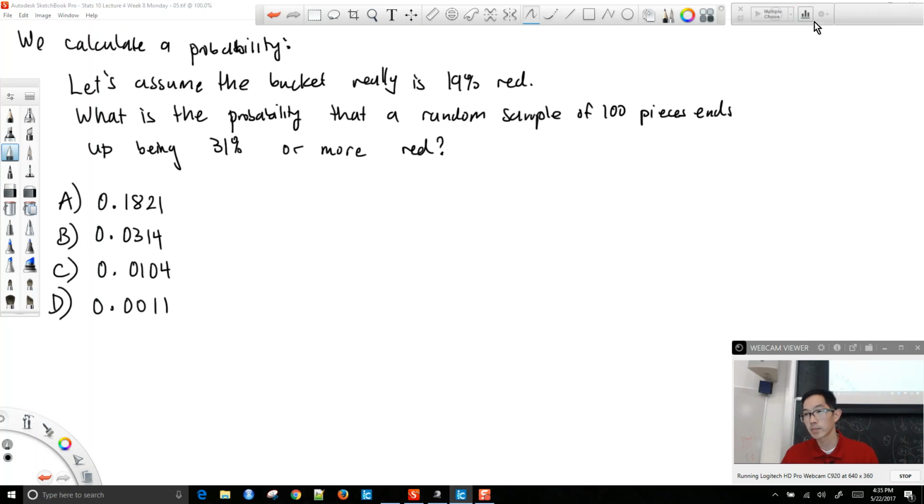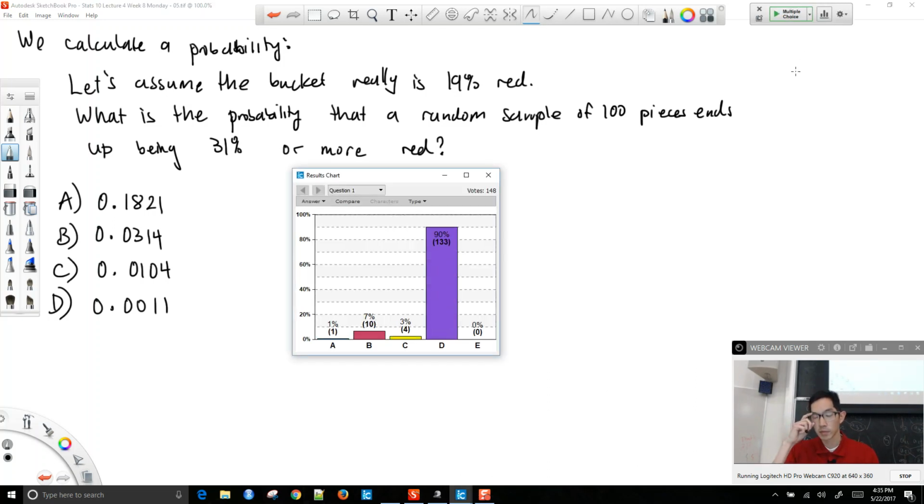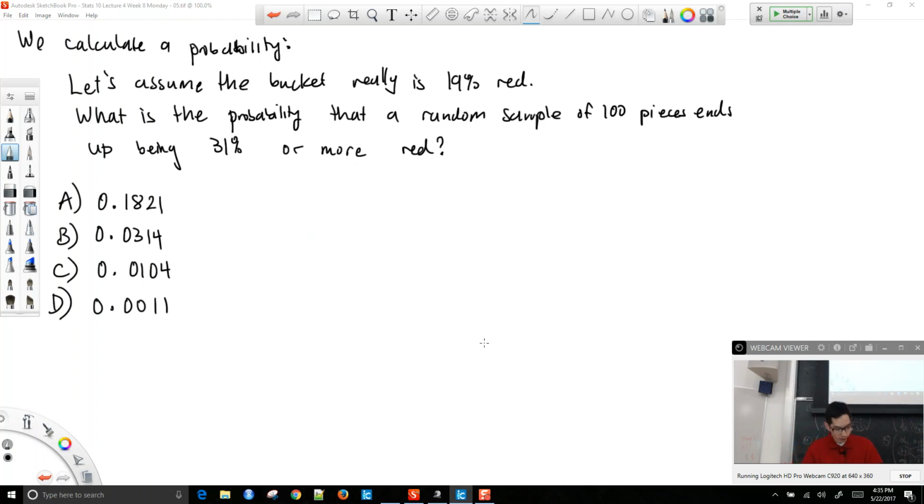Okay, let's see. Okay, and that is indeed correct. All right, so I'll just go through this quickly because it seems like most of you got it right. So the idea here is, according to the central limit theorem, p hat follows a normal distribution centered at 19%, and the question is, how often do we get 31% or more?